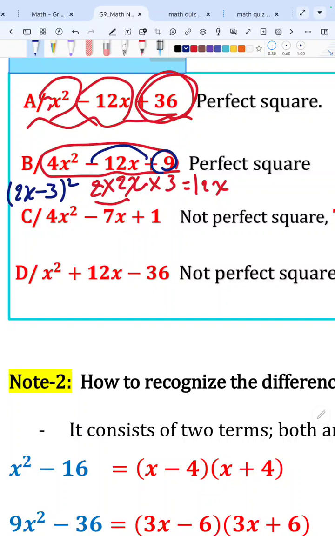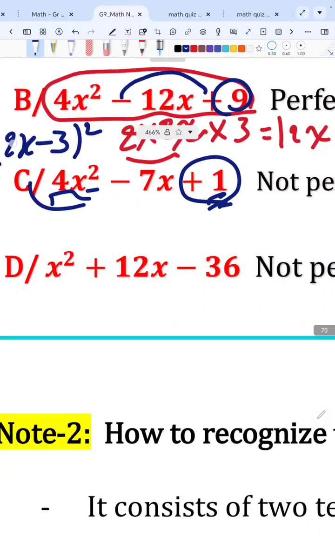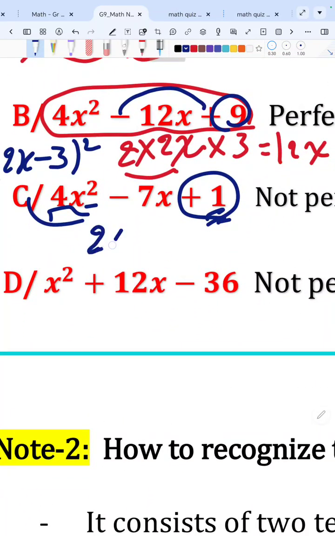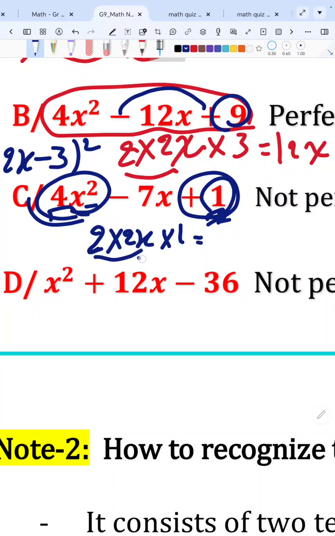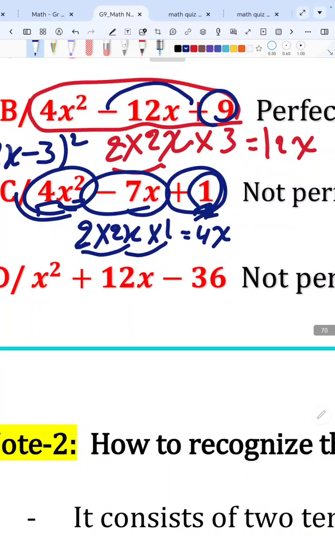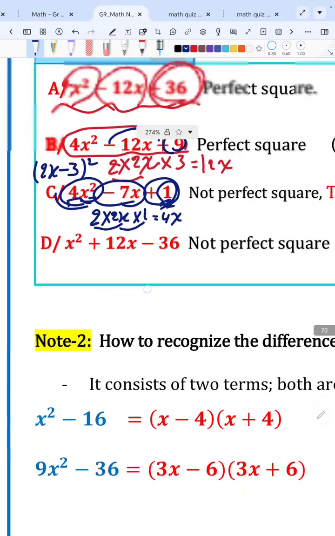This one consists of three terms. You have to check if it's a perfect square trinomial or not. Consists of three terms. Yes. The first one and the last one are perfect square and positive. Yes. The middle term, let's see. 2 times the factor of the first one, which is 2x, times 1 here. 2 times 2x is 4x. 4x times 1 equals 4x. But here we have a different term. No, so it is not a perfect square trinomial.